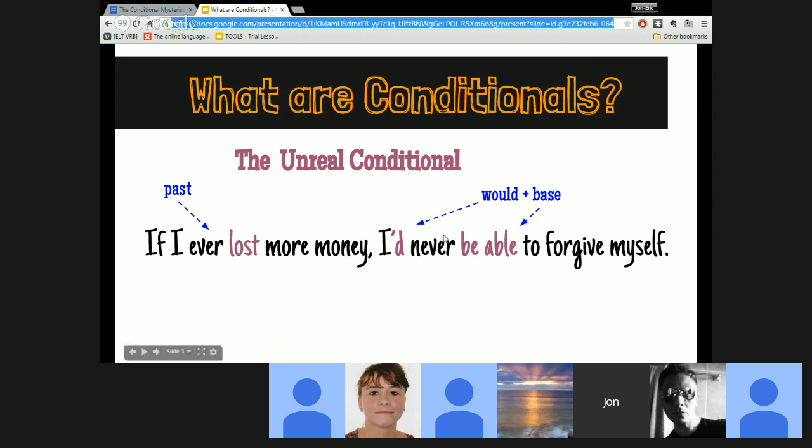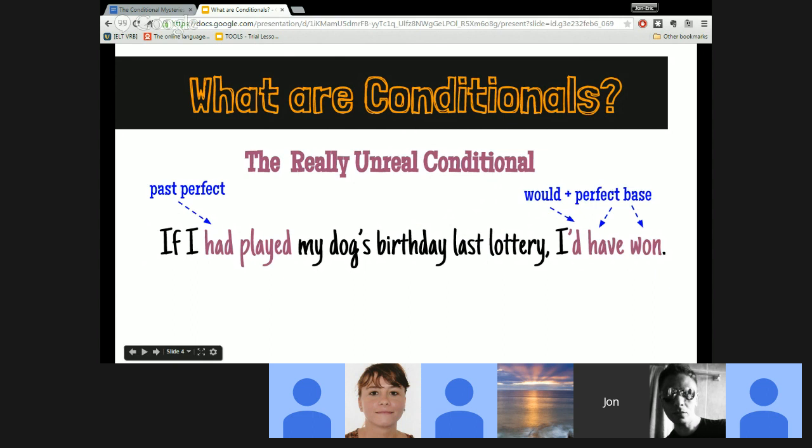Let's take a look. Can you read this for me, Giancarlo? Sure. If I had played my dog's birthday last lottery, I'd have won. So if I had only known that my dog's birthday would be the lottery number, I would have won. Oh, why didn't I do it? This is about the past. I can't go back in time and change it. So the really unreal conditional, or the third conditional, is always about something you cannot change in the past.